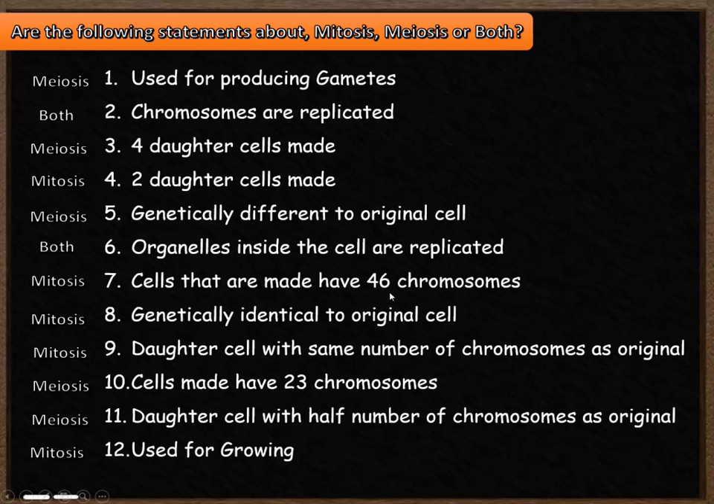Mitosis produces cells that have 46. Mitosis also produces genetically identical cells. In mitosis, daughter cells have the same number as the original. And then the bottom 3 are meiosis, cells having 23 chromosomes, half the number as the originals. And the last one there is mitosis. It's used for growing.